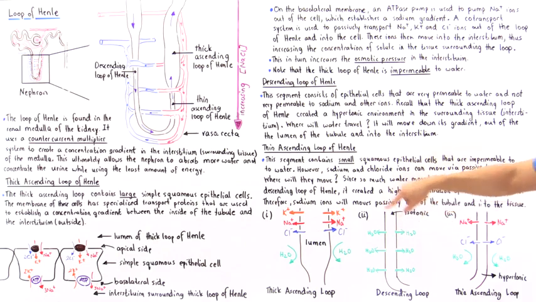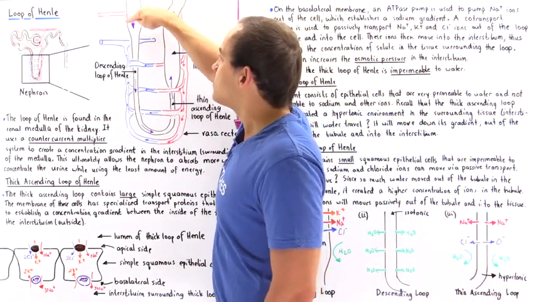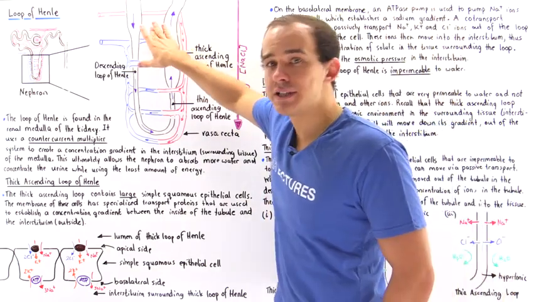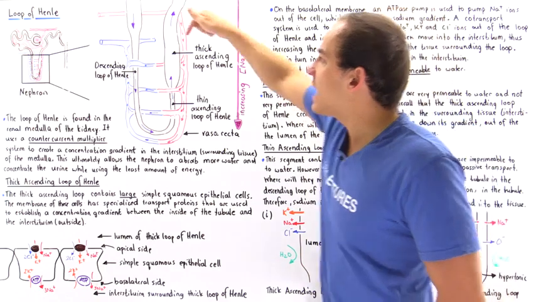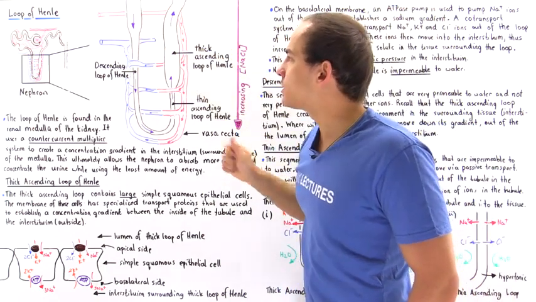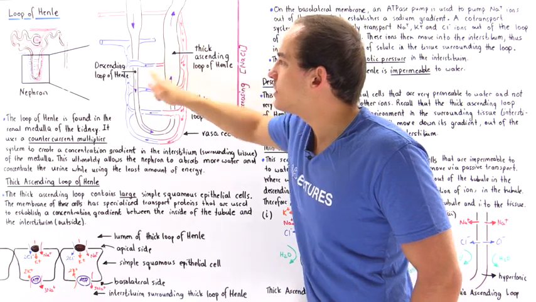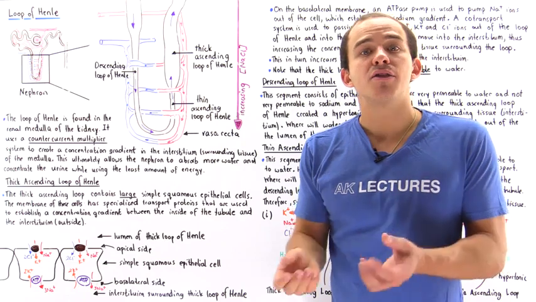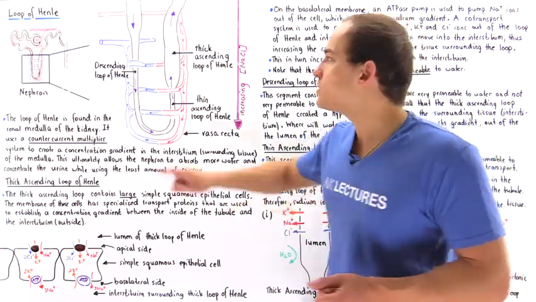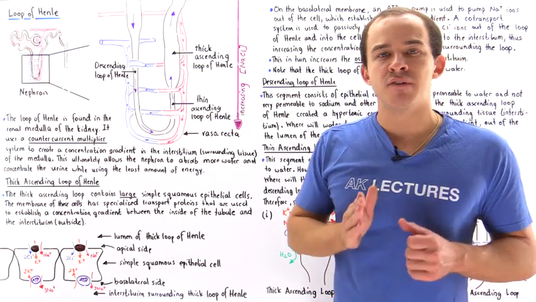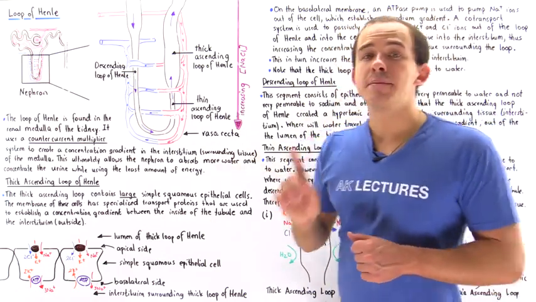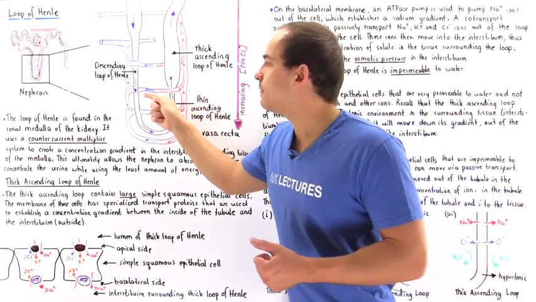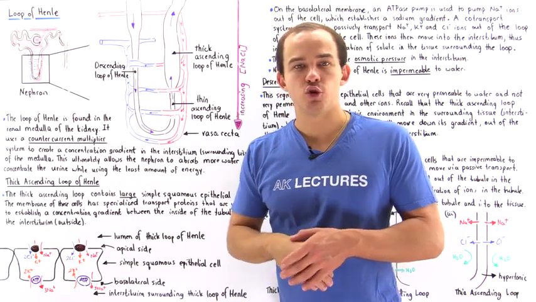Now, at the top of our descending loop of Henle, the inside filtrate is isotonic with respect to our interstitium. What exactly will happen as the filtrate travels downward? The epithelial cells of the descending loop of Henle are permeable to water, so they allow the passive movement of water across the membrane. However, the cells are impermeable to ions, so ions such as sodium and chloride do not flow across the membrane in the descending loop of Henle.